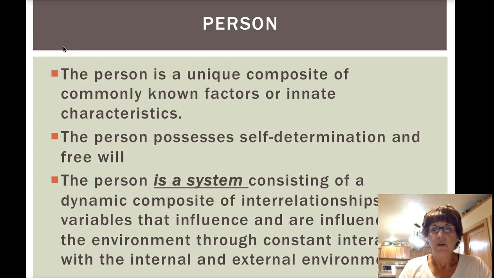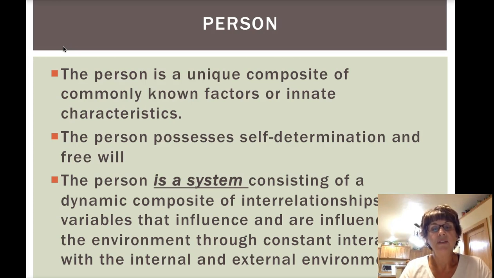Within this framework, there are components that are important to understanding the philosophy, and one of them is the person. The person is a unique composite of commonly known factors or innate characteristics, which are things like their physiological characteristics, their psychological, developmental levels, their socioeconomic status, and their spiritual needs. All people possess self-determination and free will, which means that they get to choose to follow our care plan and need to be a part of the plan from the beginning.